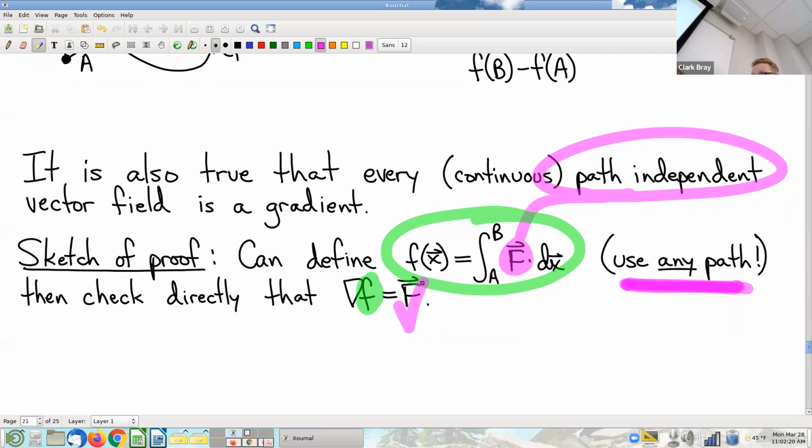So we have explicitly shown, I'm leaving out all the details. These are details that are not really what this course is about, but a neat fact that, roughly speaking, this argument will show that every path independent field is a gradient. Okay. All right.